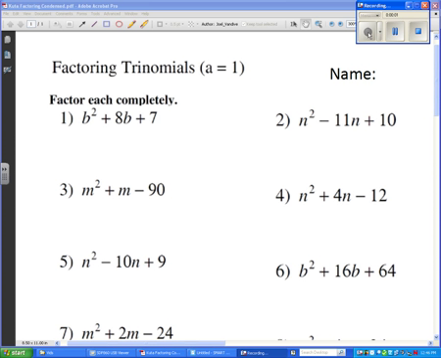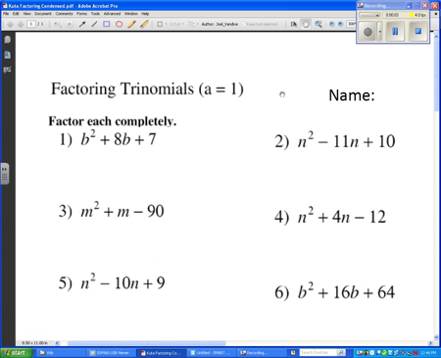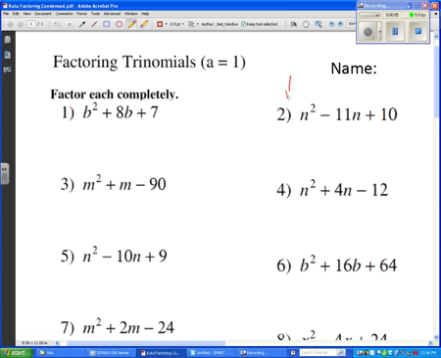This is just a quick video for you to work through with me. I'm going to do all of the evens. Notice in this particular case, A is equal to 1. That means this is 1, and all of them are 1. One of them's not down there, but it can be factored.